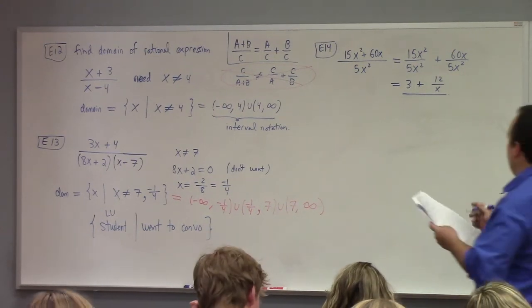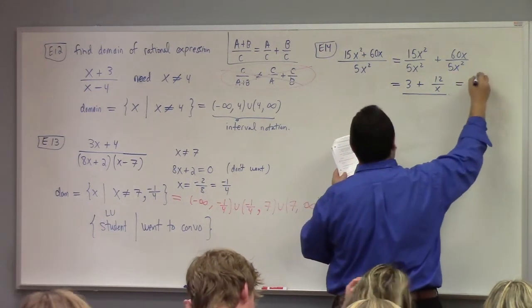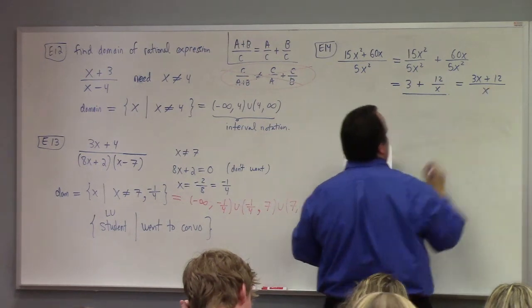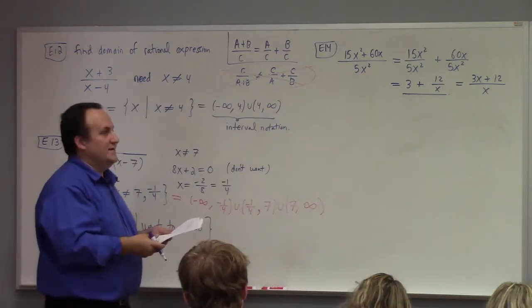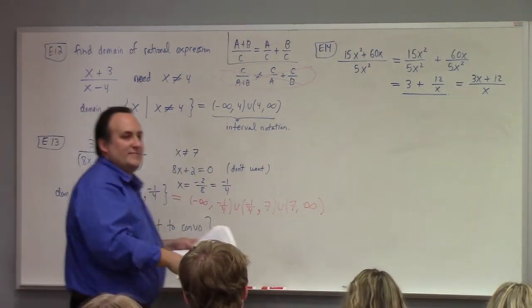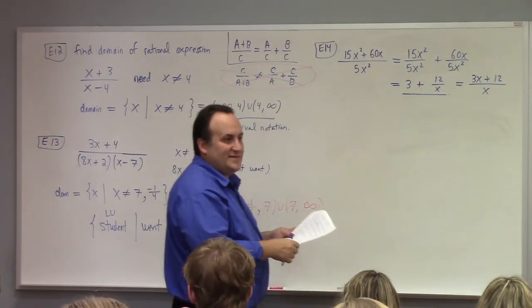Well, now your book wants the answer as 3x plus 12 over x. So, I mean, you could also do that if you want to keep an x. I will take either of these as answers on the test. To answer your question, yes?